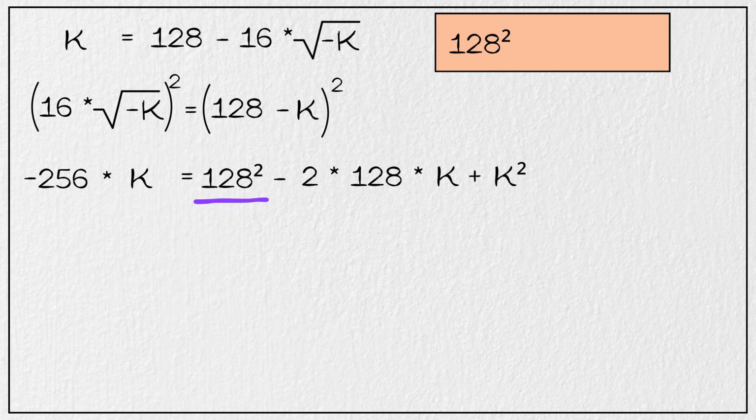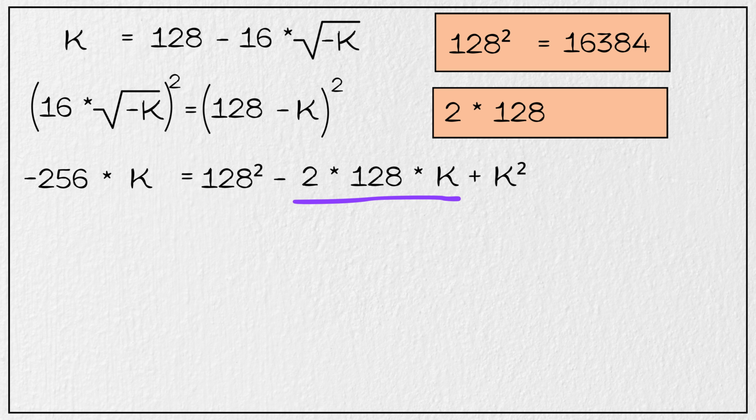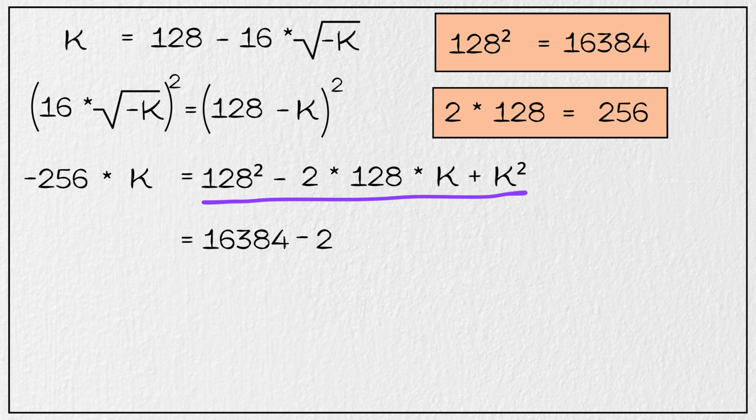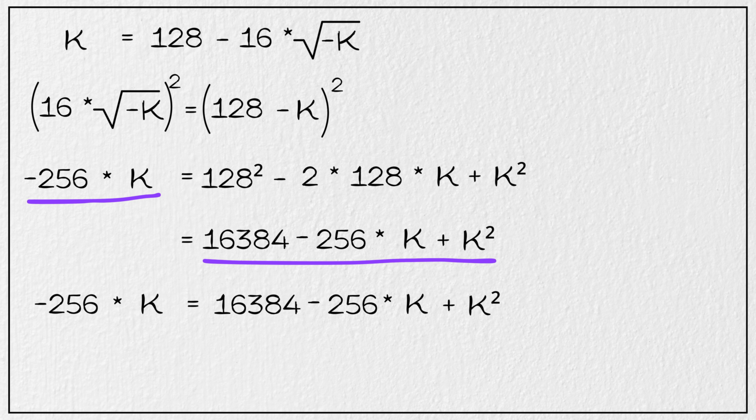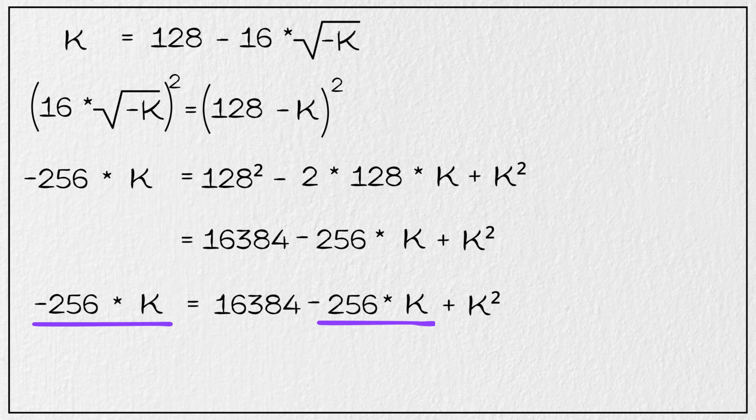128 squared is 16,384. 2 times 128 is 256. So the right-hand side becomes 16,384 minus 256 times k plus k squared. Equating both sides, we now have negative 256 times k equals 16,384 minus 256 times k plus k squared. Did you notice something? This negative 256 times k appears on both sides of the equation.